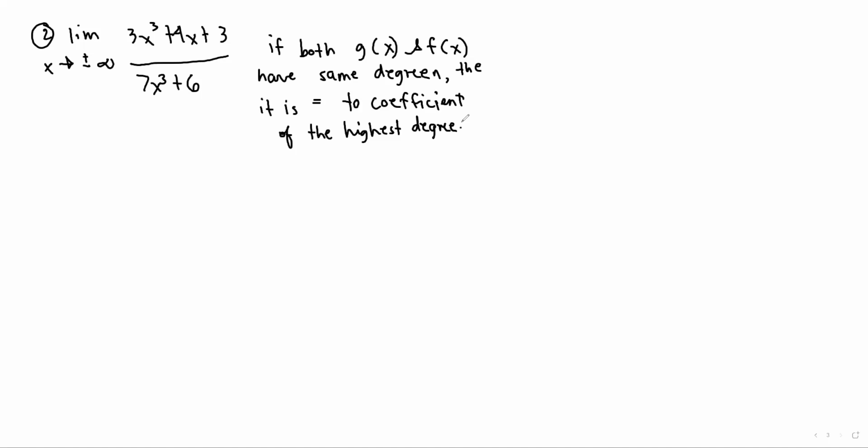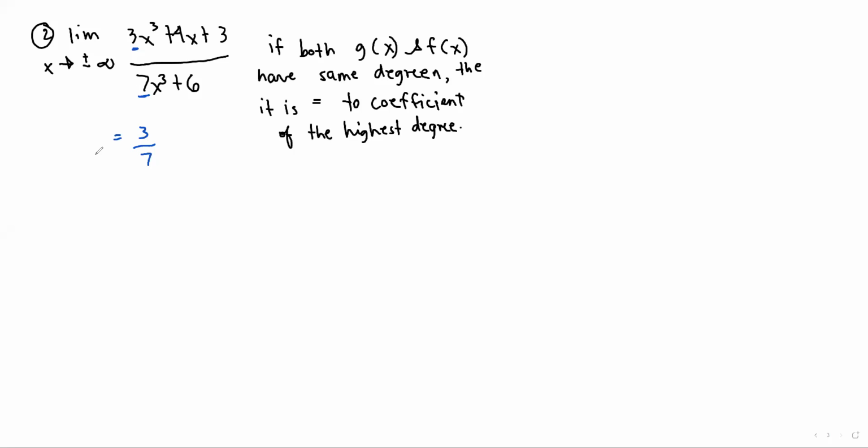So, paano ibig sabihin nun? Sabi daw, if parehas yung higher exponent niya, guys, kukunin natin daw yung coefficient nung highest degree. Okay? Kukunin natin yan. 3 and 7. As is lang yan. So, magiging final answer natin is 3 over 7. Okay? So, the limit of 3x cubed plus 4x plus 3 all over 7x cubed plus 6 as x approaches positive or negative infinity is equal to 3 over 7. Okay? So, try natin i-check kung tama.